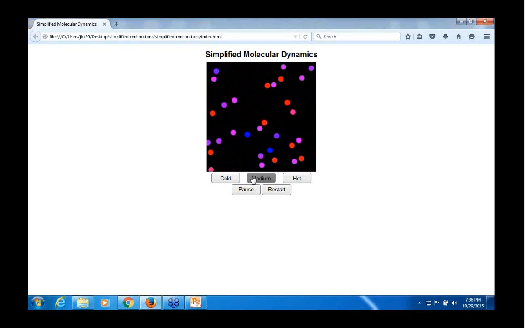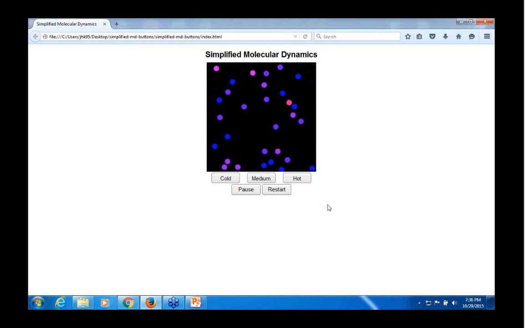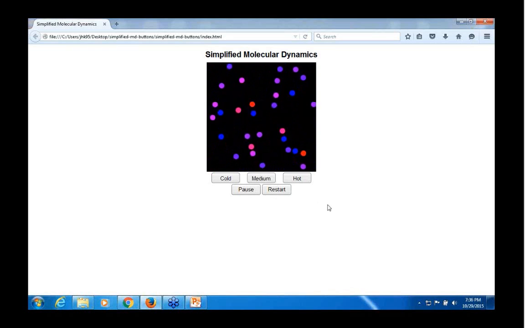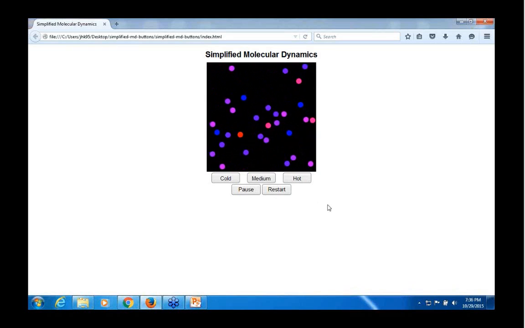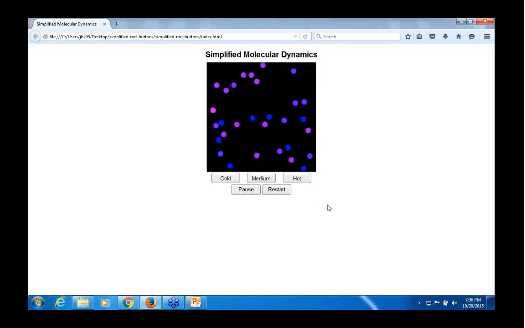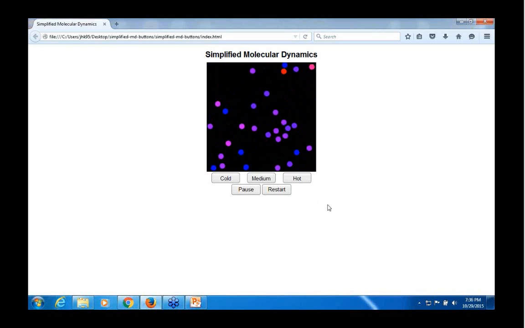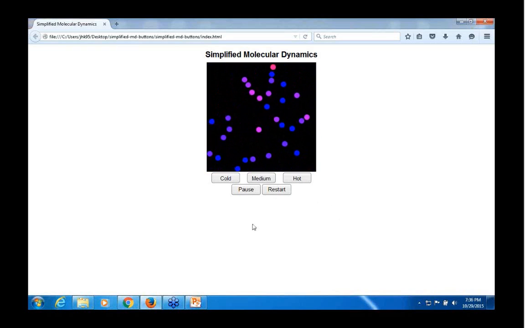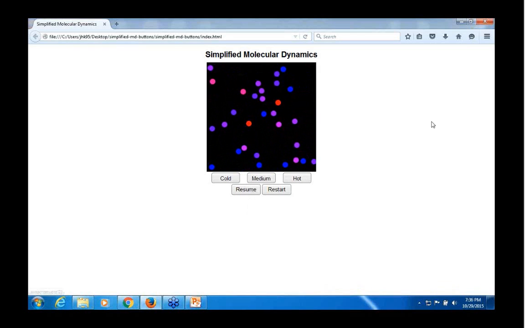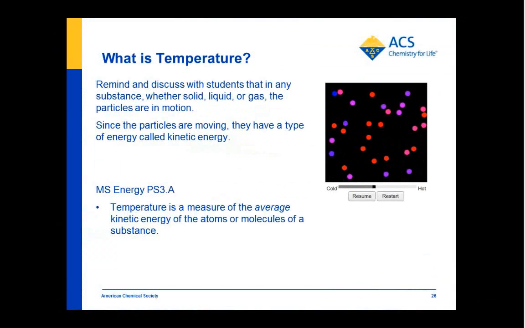They're going at different speeds. And then at medium, they are also a combination of speeds. So anyway, we want kids to know that temperature is the average kinetic energy of the particles of a substance. That's a pretty big idea in energy. So I'm just going to pause this and put it back down there and come back to the PowerPoint.